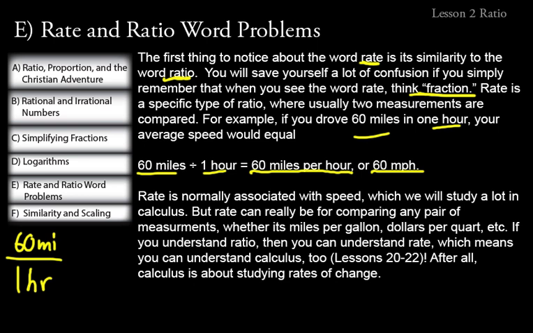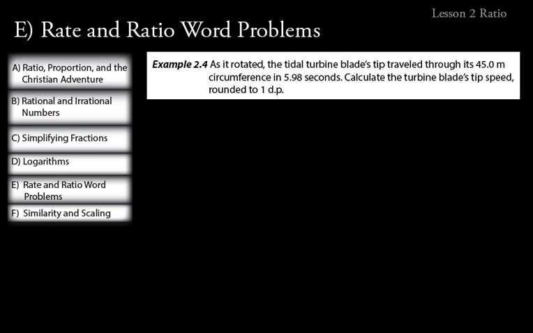So rate is normally associated with speed, like we just described, and we'll study that a lot in calculus. And rate can really be for comparing any pair of measurements, so miles per gallon, dollars per quart, and so on. If you understand ratio, then you can understand rate, which means you can understand calculus too. And we'll have some review of that, lessons 20 through 22. After all, calculus is just about studying rates of change, like we mentioned earlier. So look at example 2.4, and let's read this through.